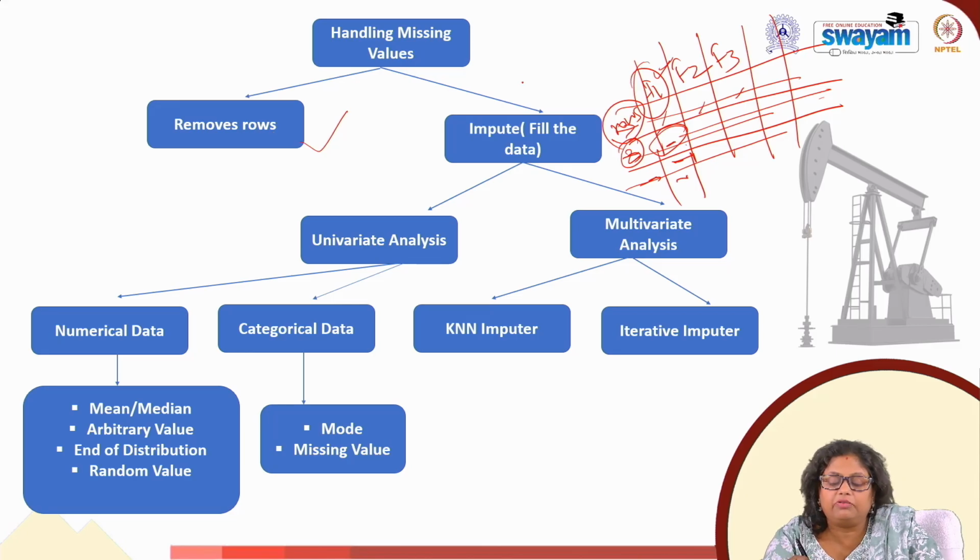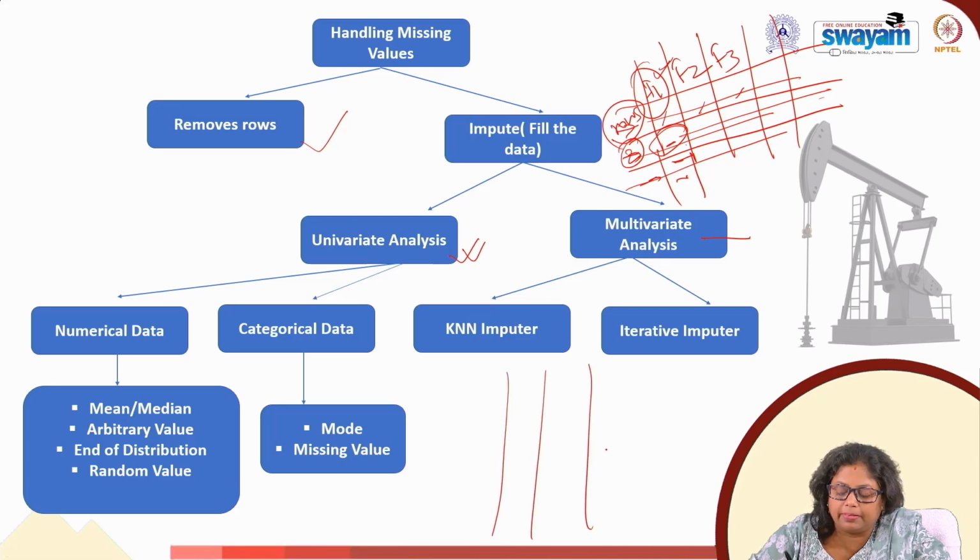The second thing: when we have a missing value, we may not want to remove the rows. What we want to do is impute, that means fill the data. Filling the data is possible using univariate analysis, and the second option is multivariate analysis. Here we will understand what univariate analysis is and what multivariate analysis is.